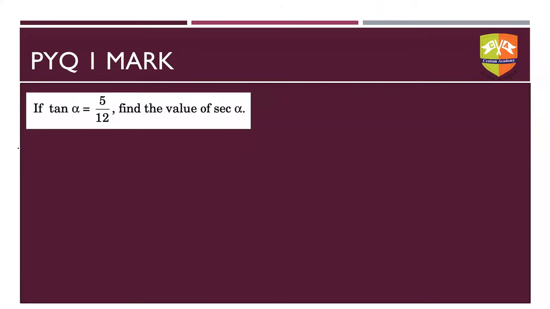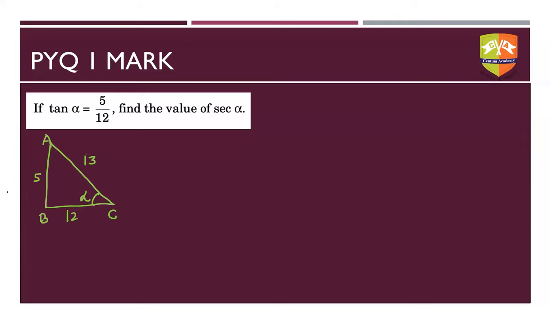So tan alpha is 5/12. Again, find the value of secant alpha. So again, the triangle route you already know: 5, 12, 13. This will be a Pythagorean triplet. So let's say the sides are 5 and 12, and alpha, hence the hypotenuse is 13.